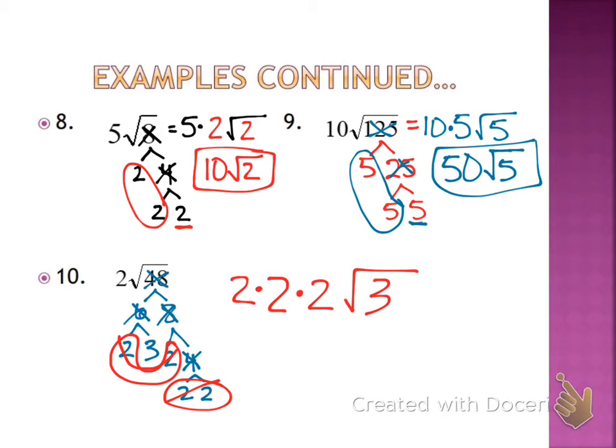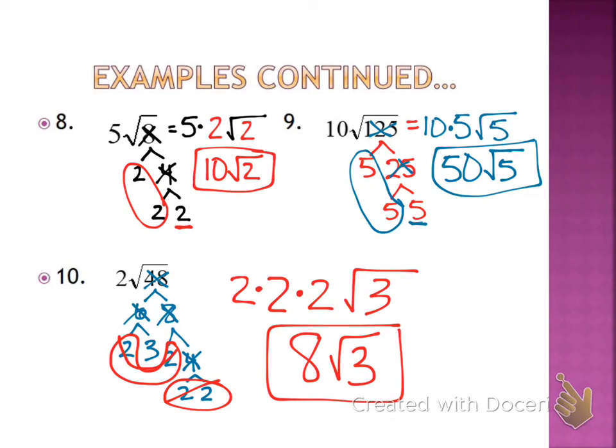So out in front, I have to take 2 times 2 times 2, which gives me 8. 2 times 2 is 4, times 2 is 8. Radical 3. Again, if you end up with more than one thing that has to stay underneath your radical, those numbers get multiplied back together also. We just did not see that yet. You will see it on your worksheet.